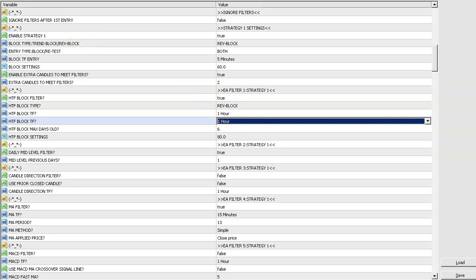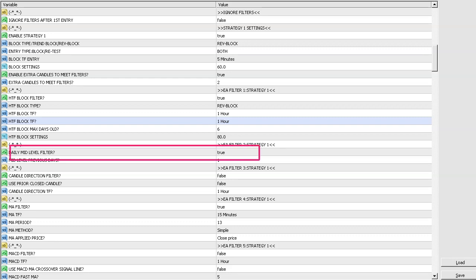Okay, so it's very simple. Higher time frame, 2 blocks going to the same direction, and then that's it. Now the other filter that I made some changes to was filter number 2, which was the daily mid-level.